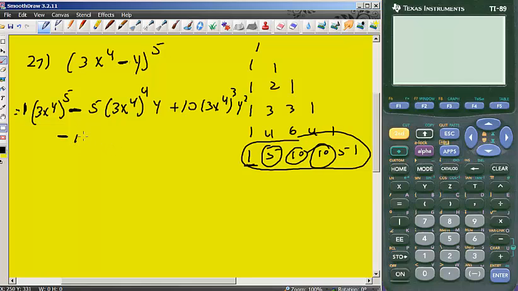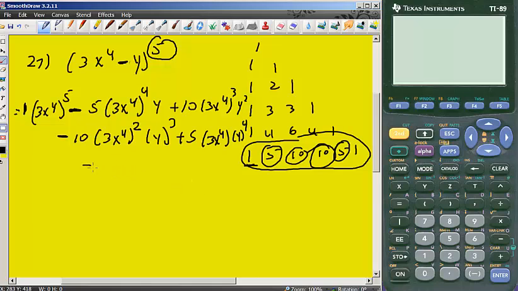Coefficient is 10. Okay, and my first term is going to be 3x to the fourth. Now it goes down by 1, so that becomes 2. The power becomes 2, and then y has a power of 3, because they always have to add up to 5 in this problem. And then next one's going to be plus, and that's my 5 coefficient. And then I have a 3x to the fourth is to the first, and then y is to the fourth. Okay, and then finally it's going to be minus. Okay, and that is going to be y is to the fifth.